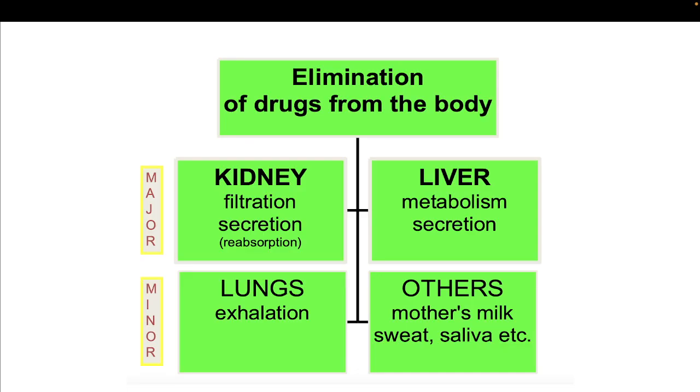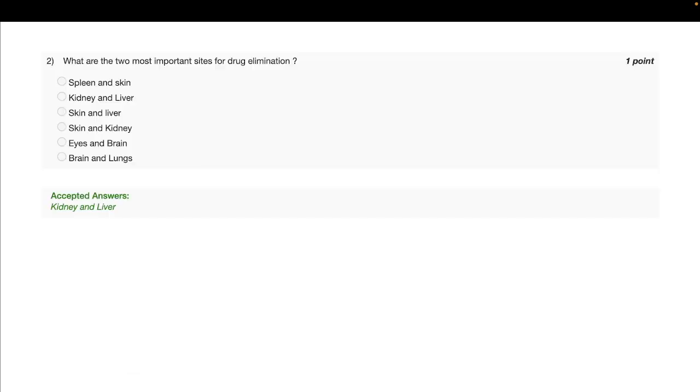This was there in very initial lectures. If you have gone through the week 1 lectures, I've picked up the slide from that presentation. So these are the various routes of elimination of drug from the body. The major ones are kidney and liver, but drugs can also be eliminated from the body via minor routes such as lungs, sweat and salivary glands. So the correct answer for this question is kidney and liver.